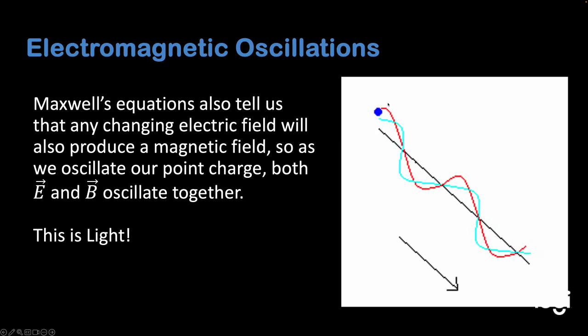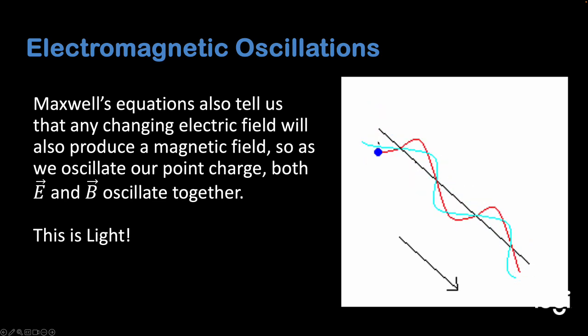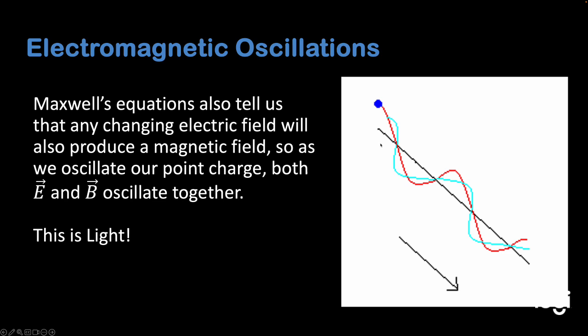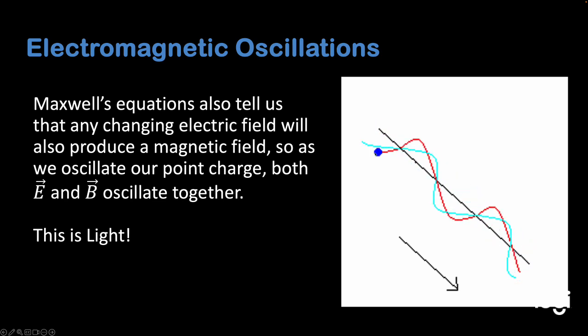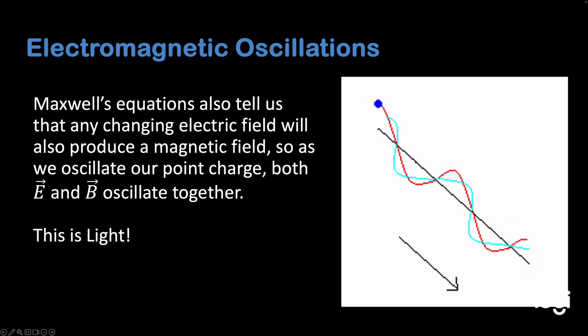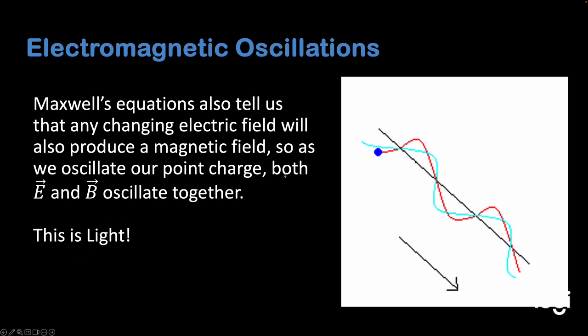So this oscillating electric field that we're talking about comes along with an oscillating magnetic field. This is what one of Maxwell's equations told us, that whenever you have a changing electric field, you're going to have a changing magnetic field along with it. So these things are oscillating together. And so that's what we have here. Maybe red is your electric field and blue is your magnetic field. They oscillate up and down together, and that is what light is. It's an electromagnetic wave.